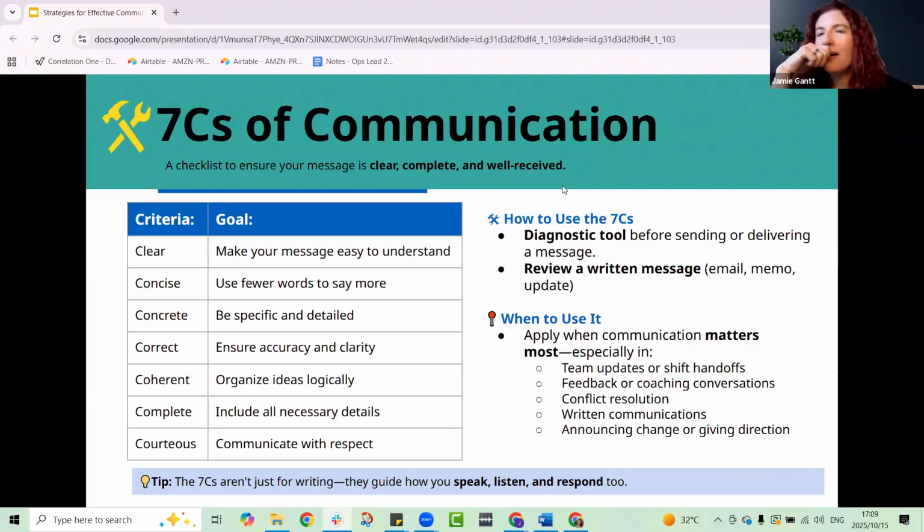All right, well, while the typing continues, I just want to recap that this is a great tool to use as like a diagnostic tool before delivering a message. So if you're delivering a new policy, a change, something like that, this can be really great for that. If you're getting ready to write something, if you're going to send an email or a Slack message, this is a great tool for you to use before you actually submit that communication.